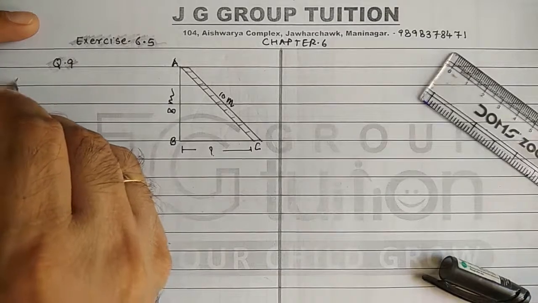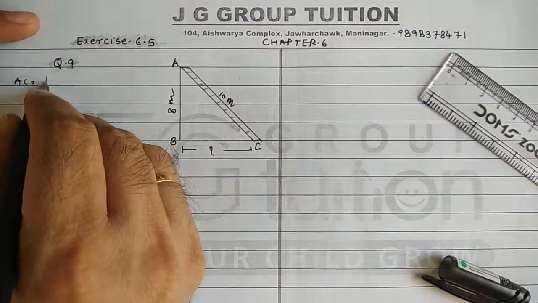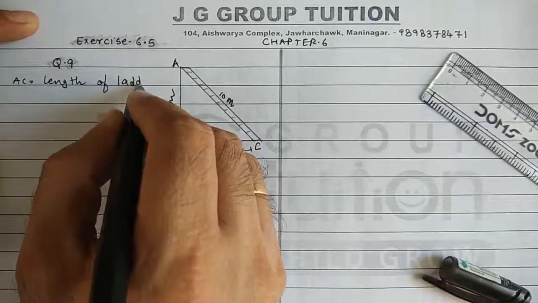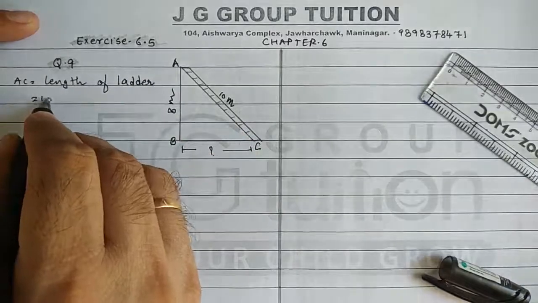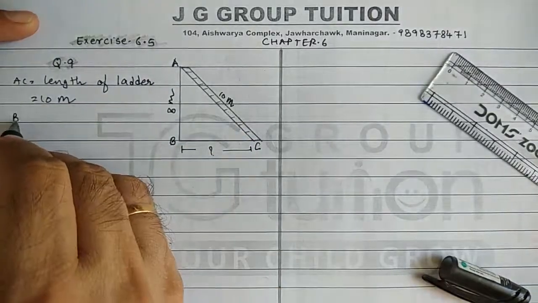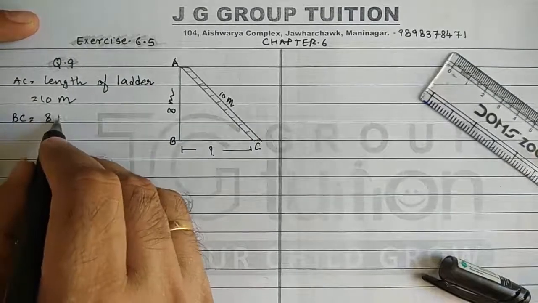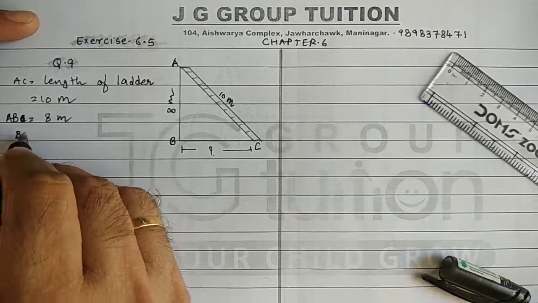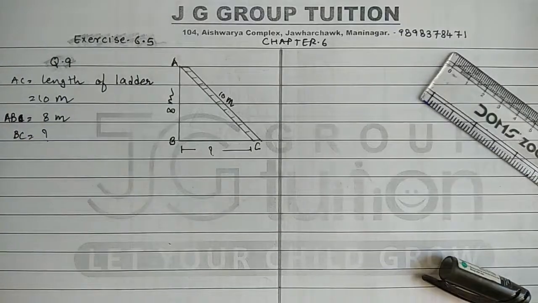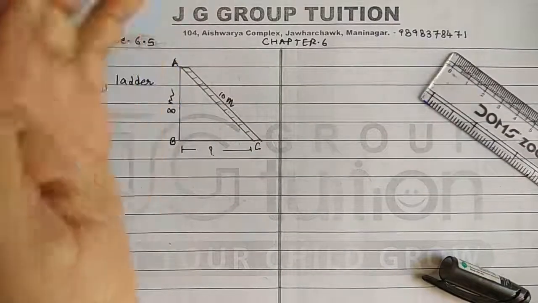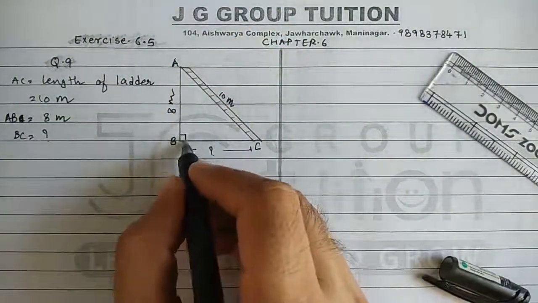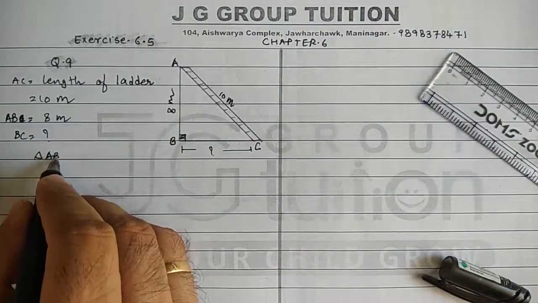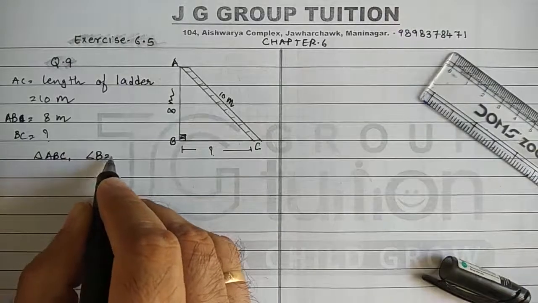So as it is mentioned, AC is the length of the ladder, that is equal to 10 meter. Then AB, that is the window height from the ground, 8 meter. And the length of BC we have to find out. Now we should always remember this is the wall and this is the ladder, so it always forms a right angle at this point. So again we can see that in triangle ABC, angle B is a right angle.